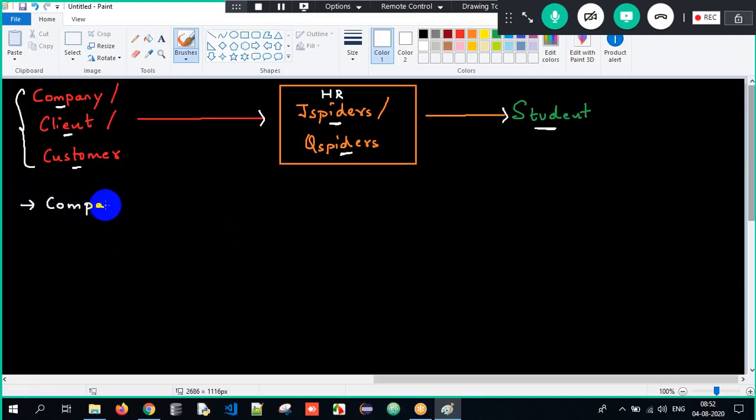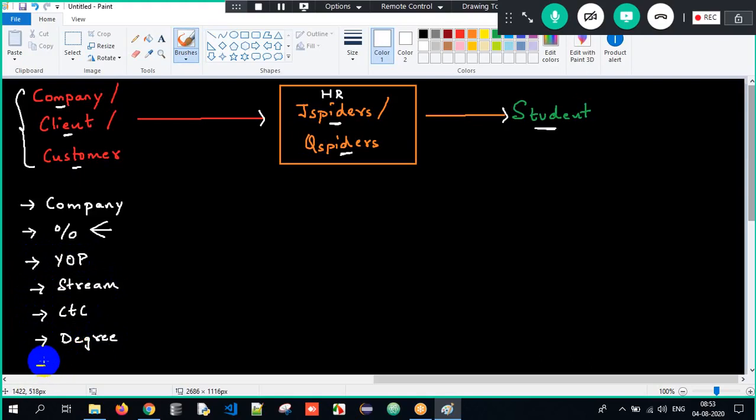He will inform the students about the company name, the percentage you should possess in 10th and PUC, and your year of pass out, the stream you belong to, the CTC they will offer, the degree you need to possess, and whether it is pan India or not.